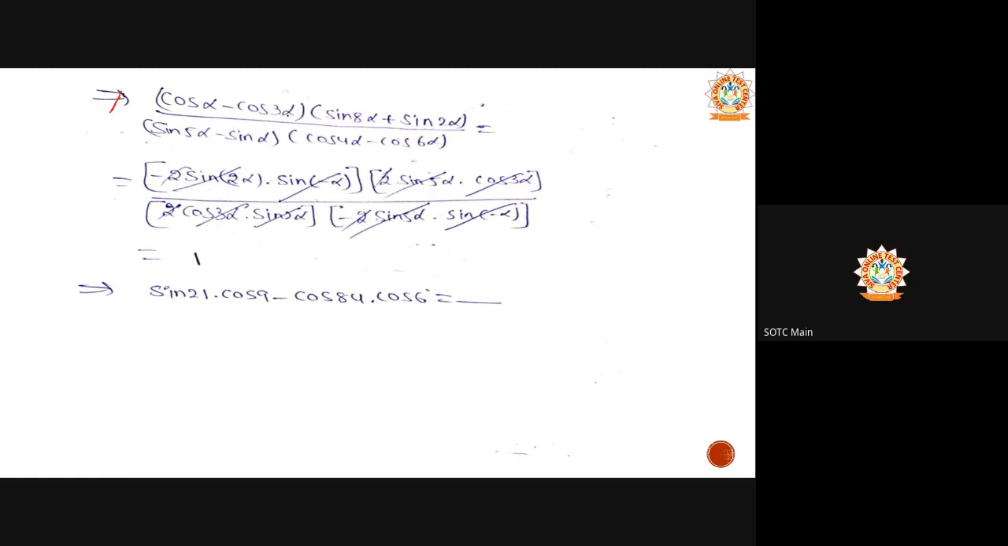Next, sin c plus sin d is 2 sin c plus d by 2: 8 alpha plus 2 alpha, that is 10 alpha by 2, it will come 5 alpha, then 8 alpha minus 2 alpha, it will come 6 alpha by 2, that is 3 alpha. Next sin c minus sin d: 2 cos c plus d by 2, that is 5 alpha plus alpha, 6 alpha by 2, that is 3 alpha, sin c minus d by 2, that is 5 alpha minus alpha by 2, it will come 4 alpha by 2, that is 2 alpha. Here it is minus 2 sin 5 alpha sin of minus alpha. So minus sin alpha gets cancelled, 2 and 2 cancel, sin 5 alpha with sin 5 alpha. Next sin 2 alpha cos 3 alpha with cos 3 alpha, here is the minus, here also minus, you will get 1 as your answer. Clear?